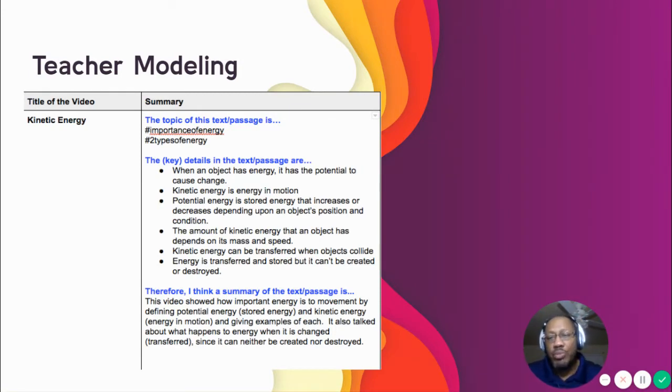And so I put 2 potential topics down right there for you. Hashtag importance of energy and hashtag 2 types of energy. Since we talked about kinetic and potential energy, those were 2 types. And so that's just one thing that we talked about. That gives you almost an umbrella look, and everything else that's details, specific details, will come under the umbrella of these 2 types of energy.